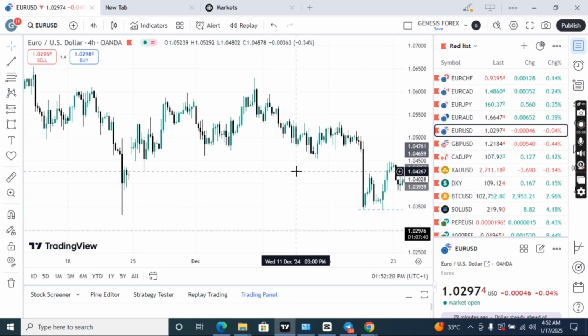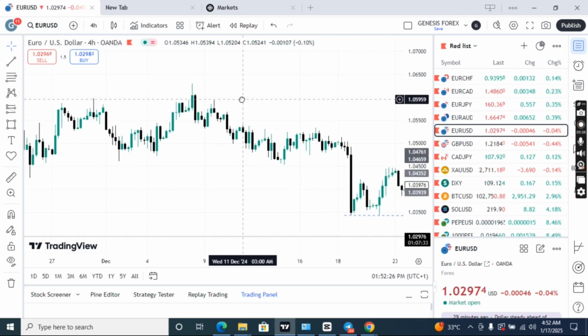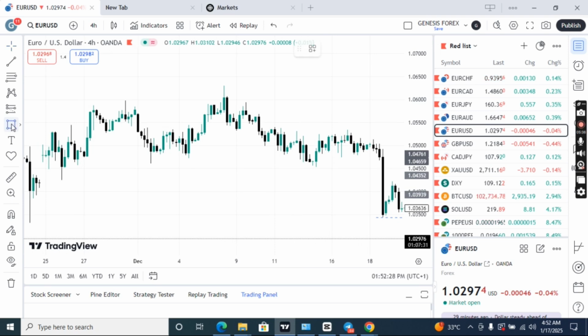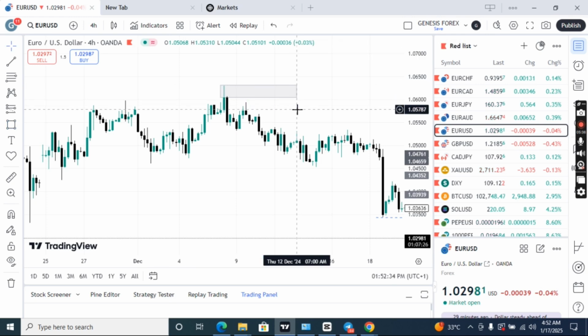Now, considering this place, I would like to take this particular one here as my order block. Don't forget I said the wick can be used as the order block also, right? So look at this wick here. You can use this wick as an order block, but unfortunately the market did not get to that zone, right? The market did not get to that.